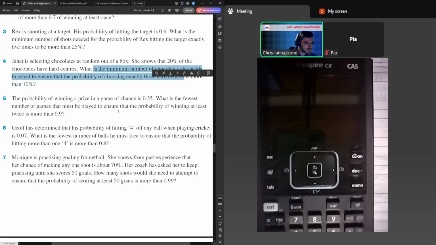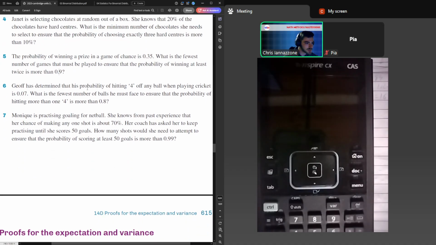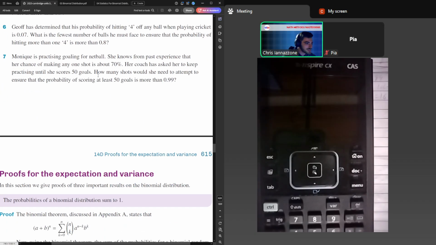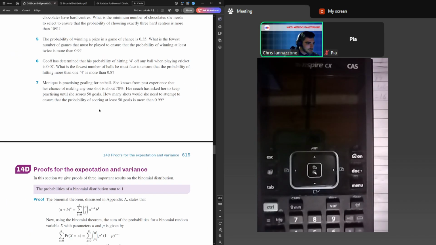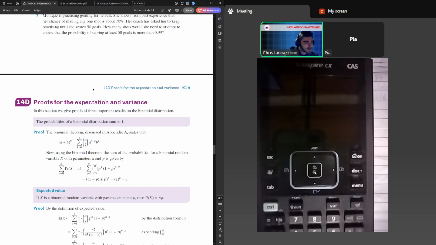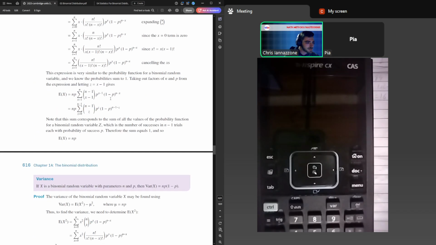Exactly 3, that's PDF again. At least twice, CDF for lower bound 2. More than 1, 4. This is a bit of a weirder one where the wording looks weird, but more than 1 is related to x greater than or equal to 1. Oh, sorry, greater than 1, not greater than or equal to. And then at least 50. Still CDF though. All those are the same question now. And the good news for you is that 14D is nothing. This is just a bunch of nonsense about proving things.